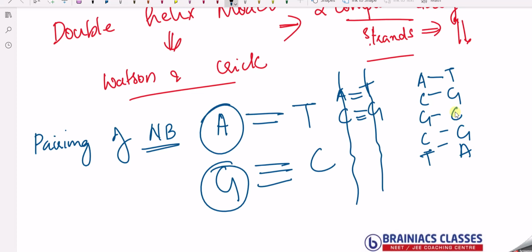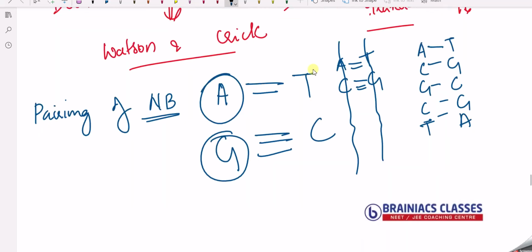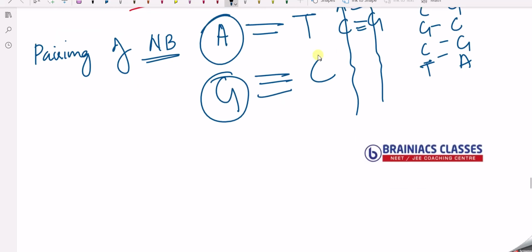And what is this opposite, anti-parallel nature? What is this anti-parallel nature?